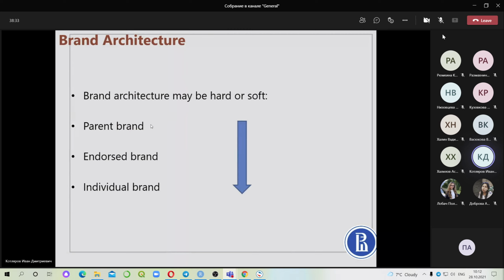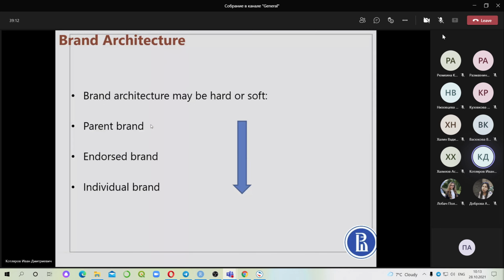Okay, let's see. Brand architecture may be hard or soft. What does it mean? There may be a transparent distinction between different levels of brands, or this distinction may be somewhat blurred. We will discuss it a little bit later. But again, there are parent brands, there are endorsed brands, and there are individual brands. In this case, we have a very precise, hard architecture. There is a corporate brand, which is normally used as a parent brand.